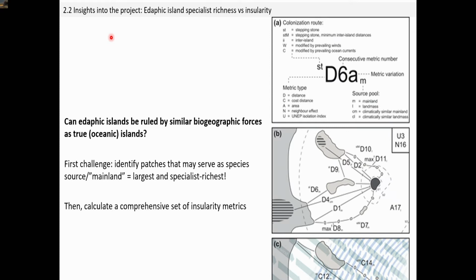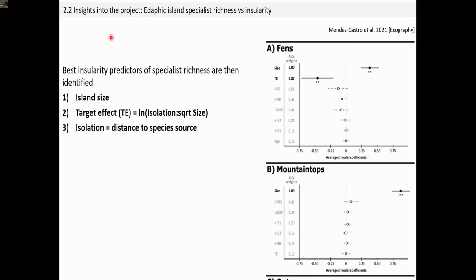So then we calculated 9 or 10 metrics, and again, I'm not going into all the stats methods, but if you have questions, please go ahead. And so we identified which are the best predictors of specialist richness for each of the systems. As you can see, in fens, we identified island size and target effect as the most effective, the most parsimonious models.